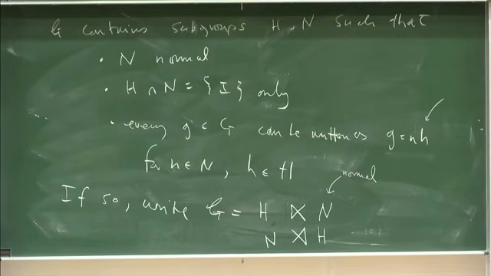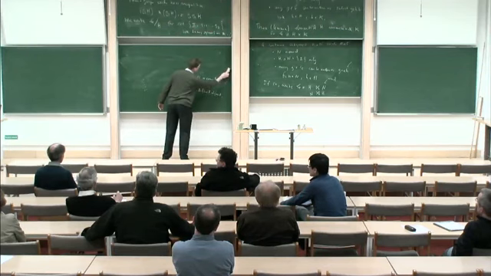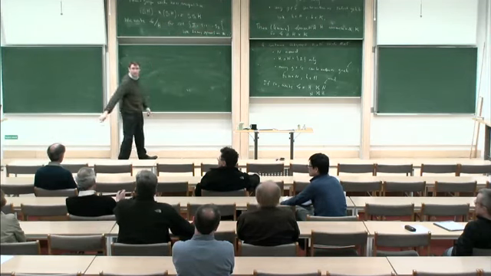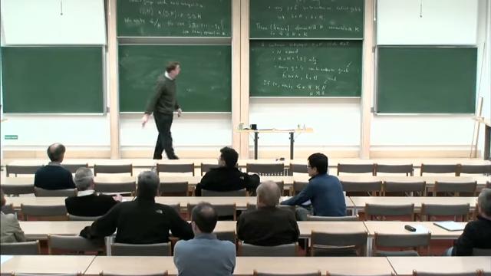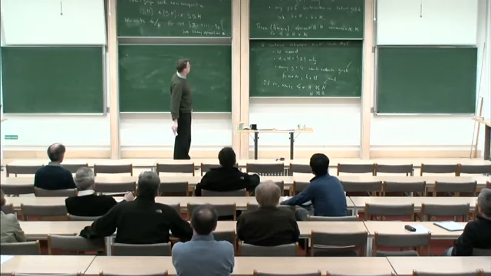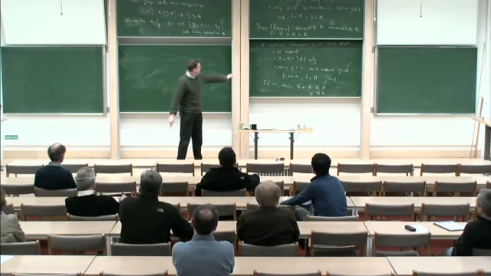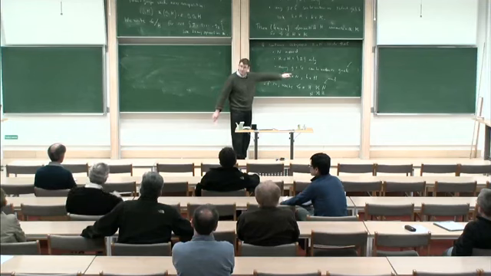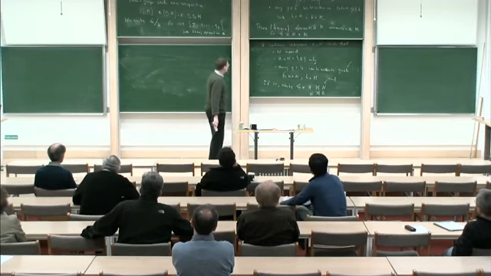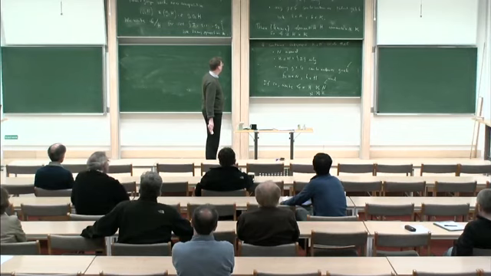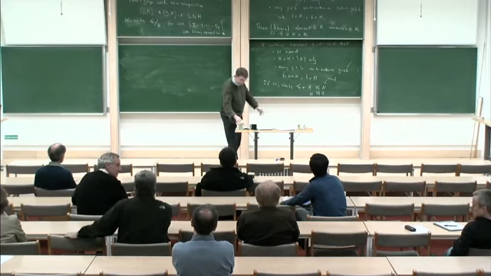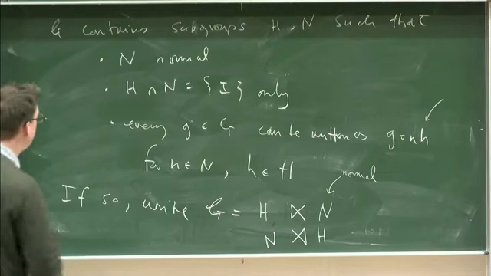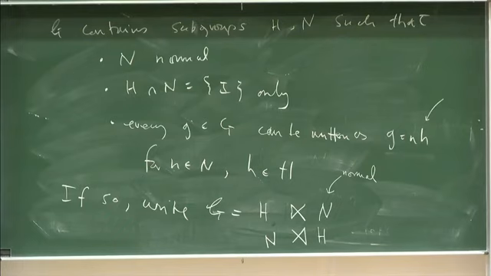The difference in the hypothesis is that one of the subgroups needs to be normal. But that doesn't mean that the decomposition G equals NH is not unique, does it? Shall I go through this? If you write down N1H1 equals N2H2, let's do that.